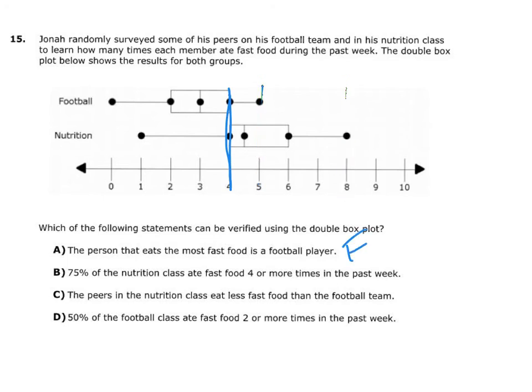Okay, I'm going to erase this just to make it better. For letter B, 75% of the nutrition class ate fast food 4 or more times in the past week. So for the nutrition class, your 75% mark is right here. It says ate fast food 4 or more times, so it does look like it's 75% of that.